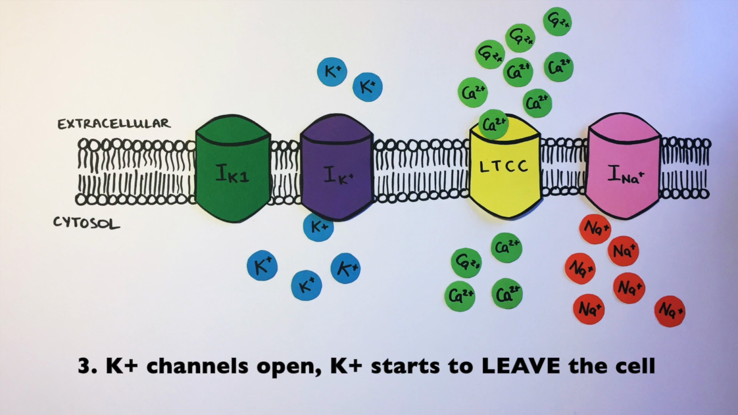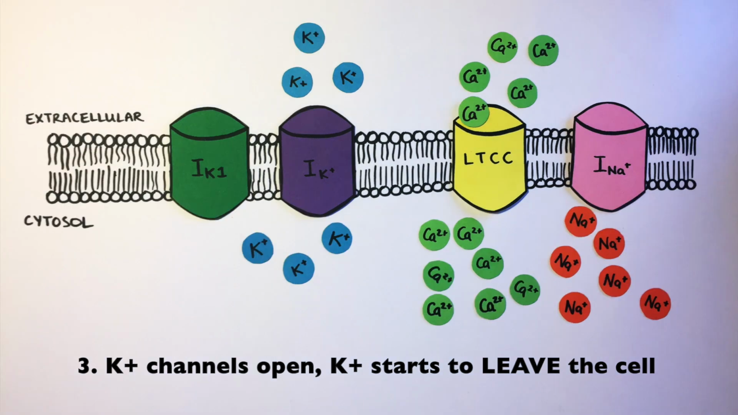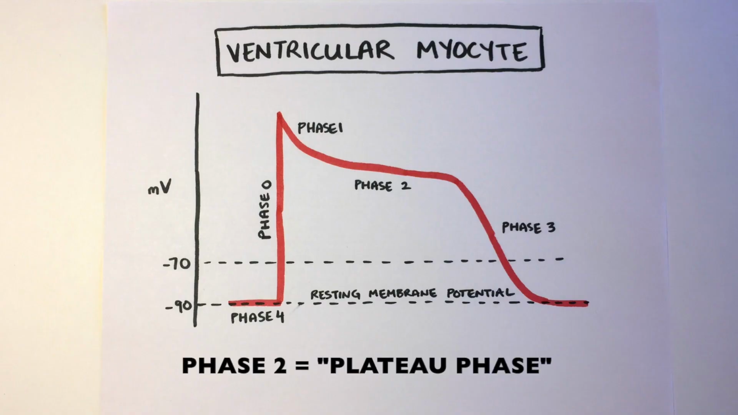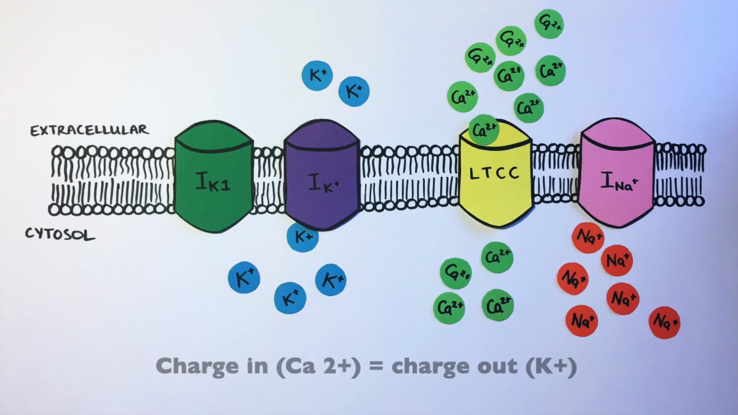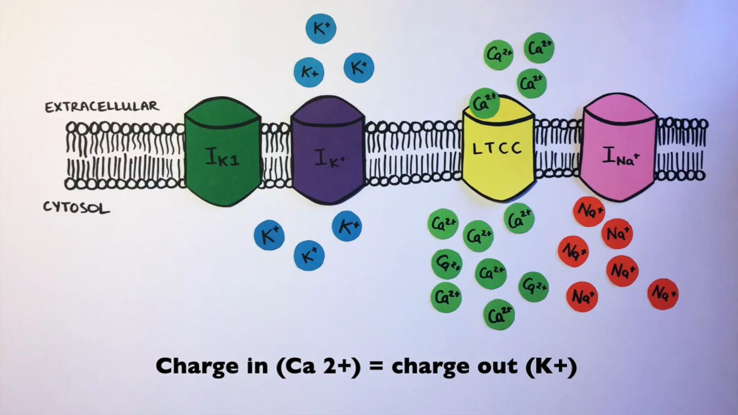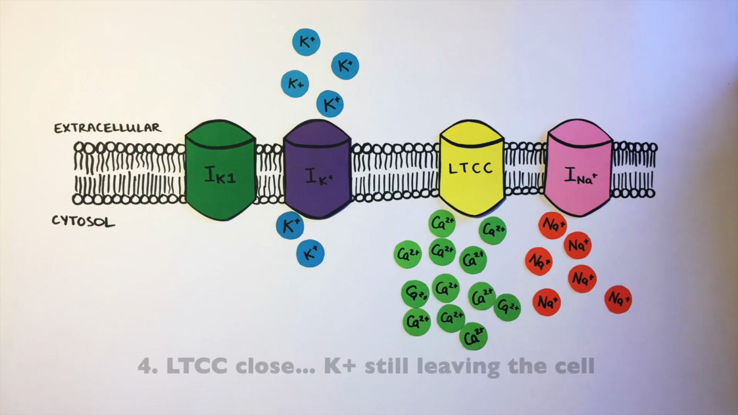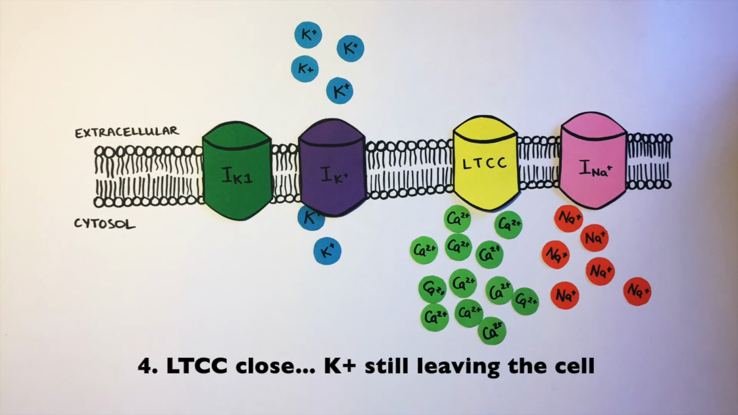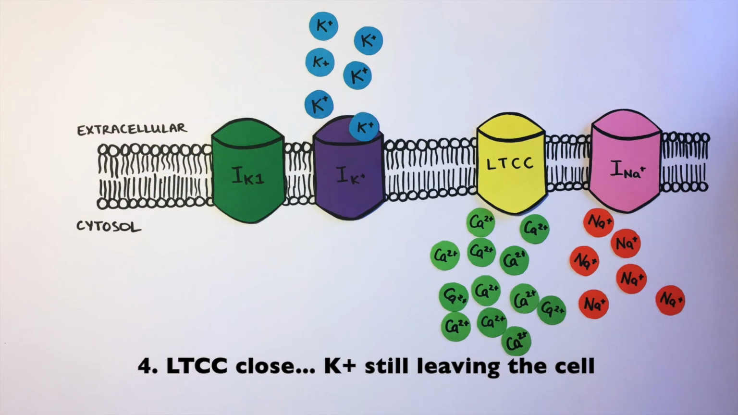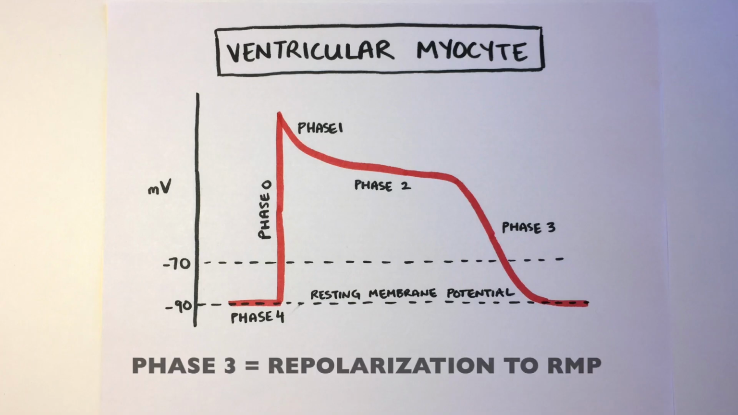Eventually, potassium channels will open to counteract this depolarization, leading to potassium efflux. This causes a plateau phase, which is depicted as phase 2 on the graph. During this phase, the charge coming into the cell, the calcium ions, is relatively equal to the charge moving out of the cell, potassium ions. During phase 3, the L-type calcium channels close and the only movement of ions is potassium moving out of the cell. This results in repolarization back to the resting membrane potential of negative 90 millivolts.